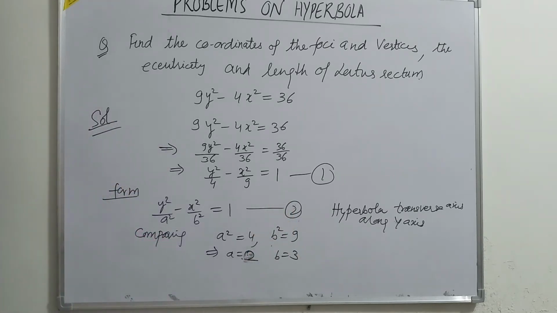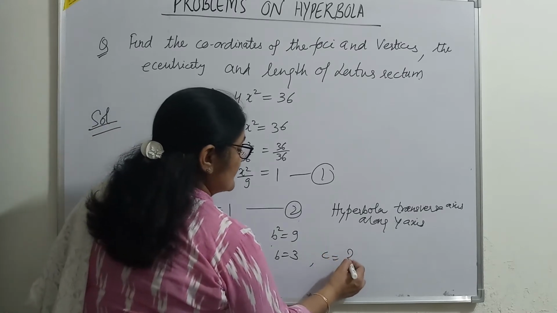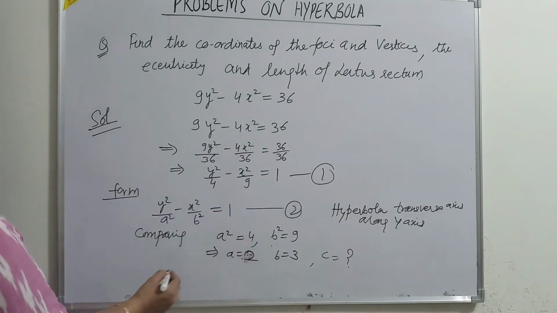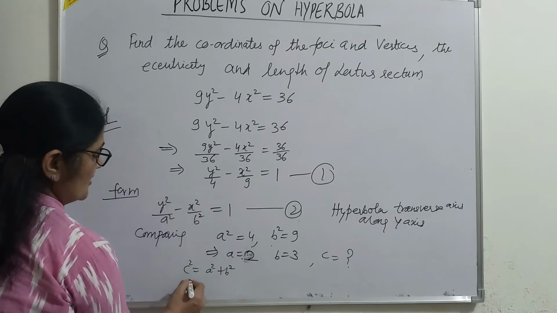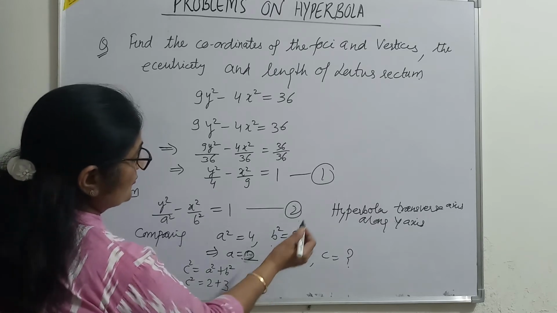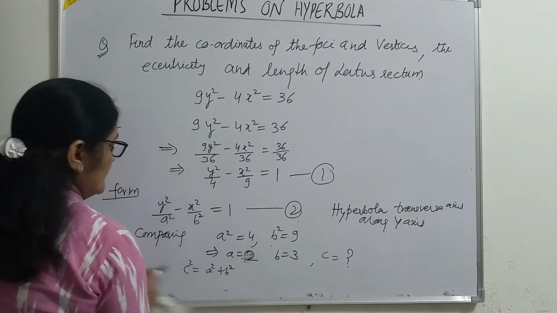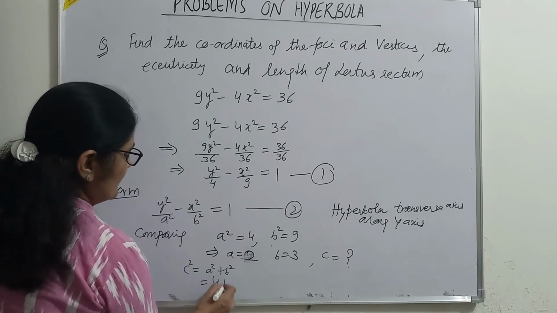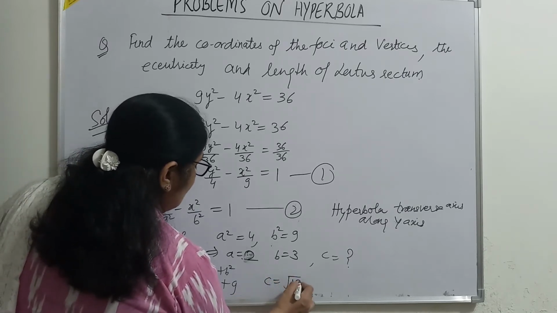Now see the question. We have to find the eccentricity and foci also. So for the foci we require c. How can we find c? There is a relationship between c, a and b: c square is equal to a square plus b square. Sorry, a square is 4 and b square is 9. So c square is 13. c is root 13.